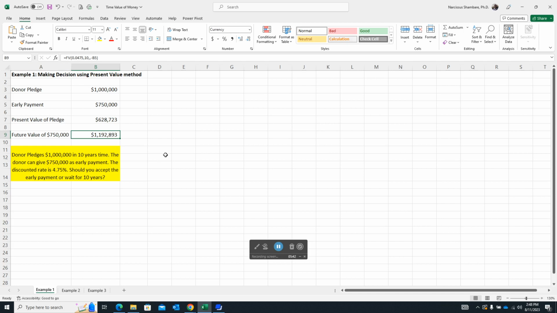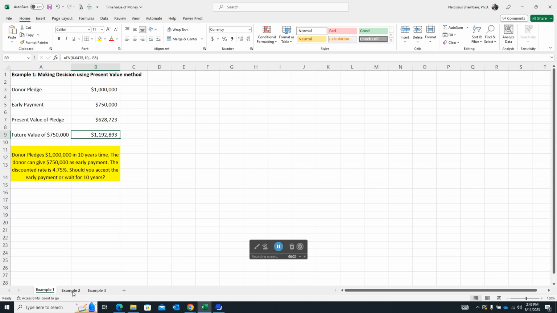Right, so that's actually one quick way of proving that yes, it does make sense for this non-profit organization to receive the 750,000, right? Because otherwise, to wait, they will actually end up getting less based on today's discounted rate.